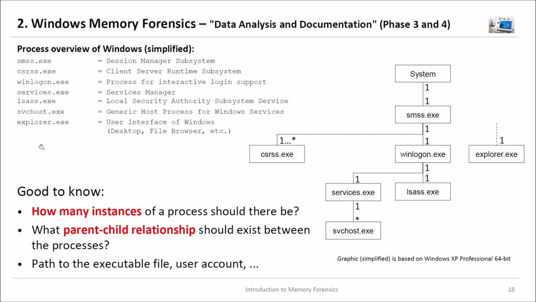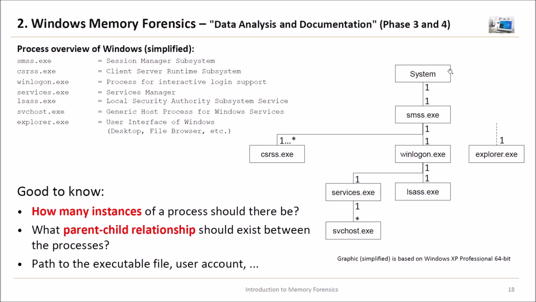Now that we extracted a process list of the Windows XP machine, let's have a look at the process overview of Windows XP and have a simplified view here. We have different exe files, different processes running in the background when you start a healthy system. We have the session manager subsystem SMSS.exe, we have the client server runtime subsystem CSRSS.exe, and so on. I won't go over these processes all in detail, but if you analyze a Windows system, you should have a look at which processes should be there and which should not be there.